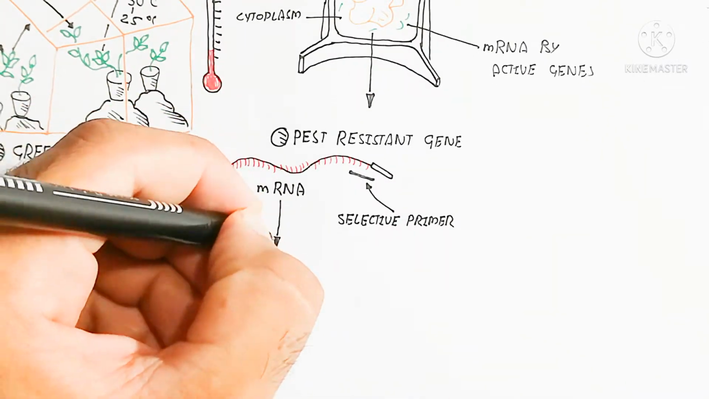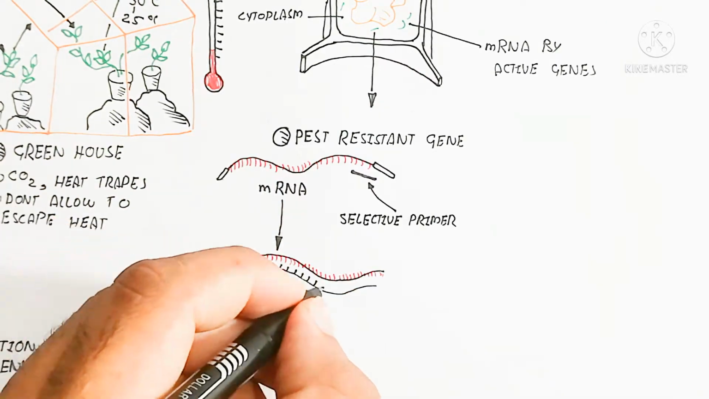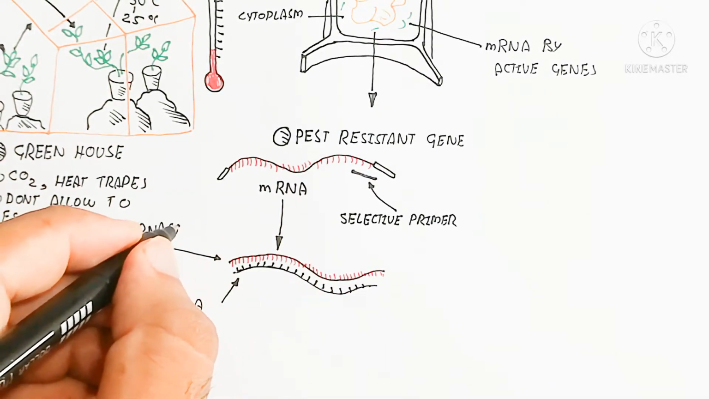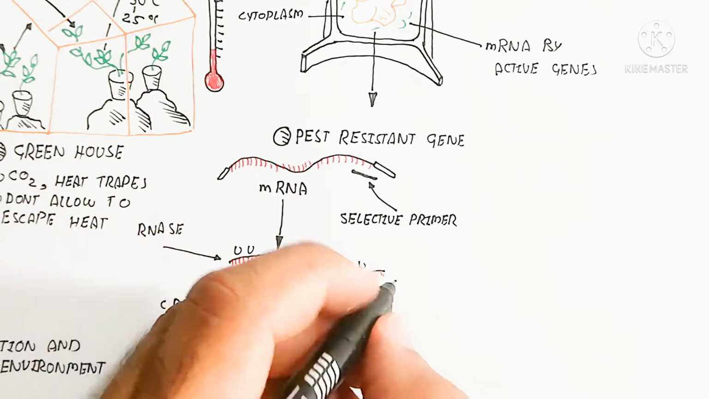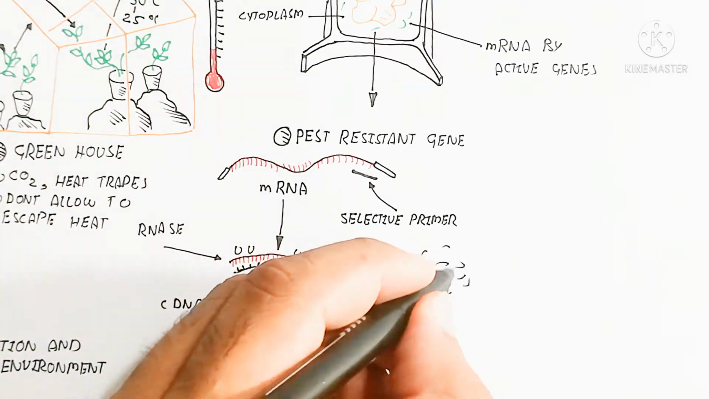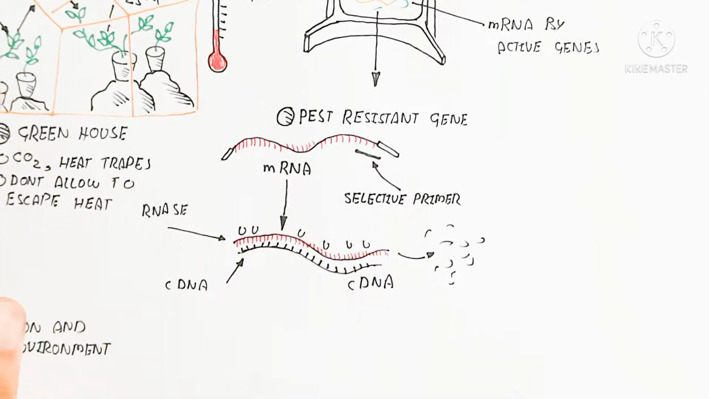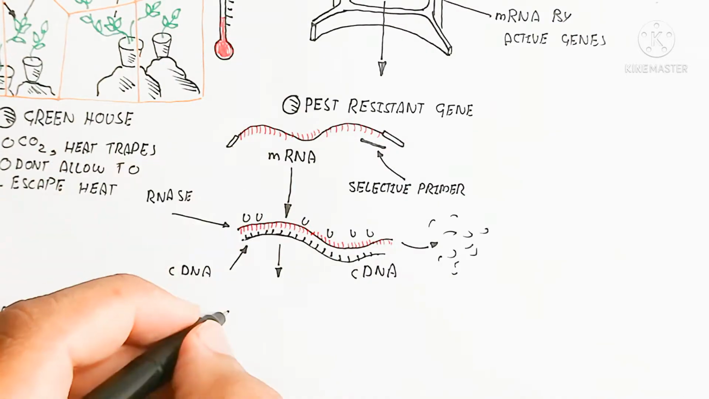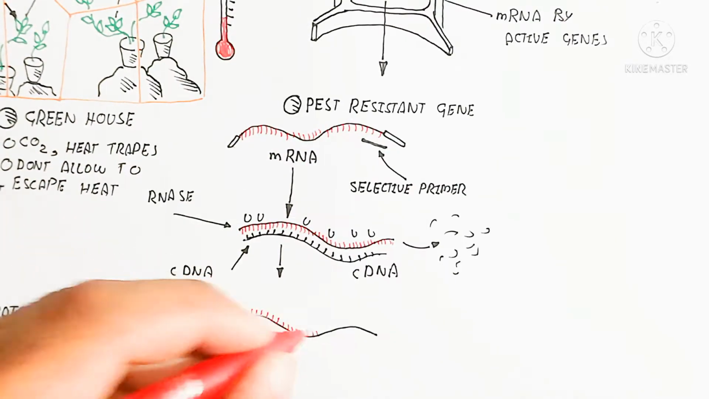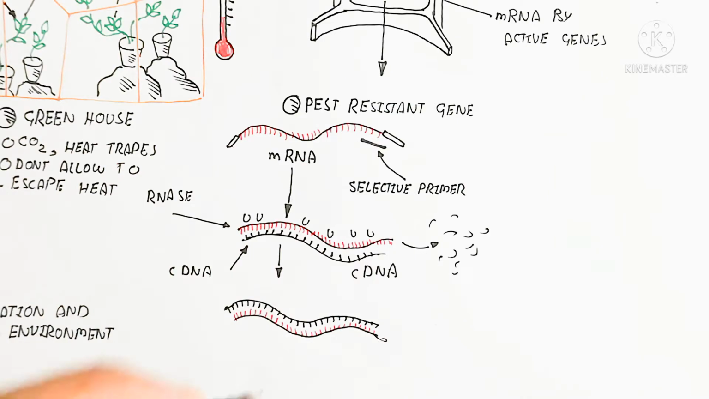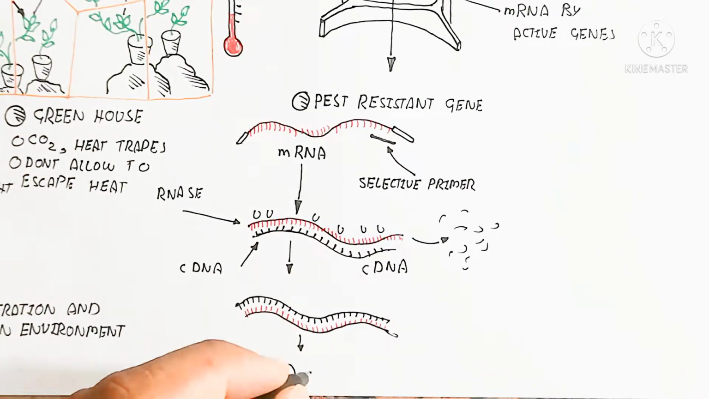So when we produce the primer by this process in the laboratory, this primer will begin, with the polymerase enzyme, the reverse transcription. So the reverse transcriptase enzyme will be used, and the complementary DNA will be formed.